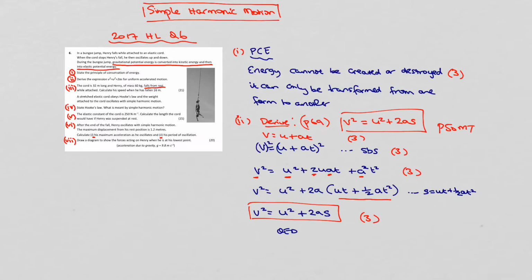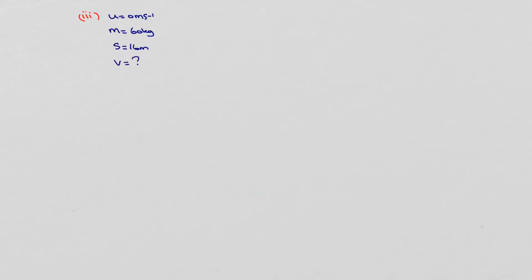So if we go on to the next page there and we list out all of those values that are given to us. So in the question, he's falling from rest, so therefore his initial velocity is 0 meters per second. His mass is 60 kilograms, and we want to find his final velocity when he has fallen 16 meters. Okay, now if we think about that, right, here he is standing on top of the bridge.